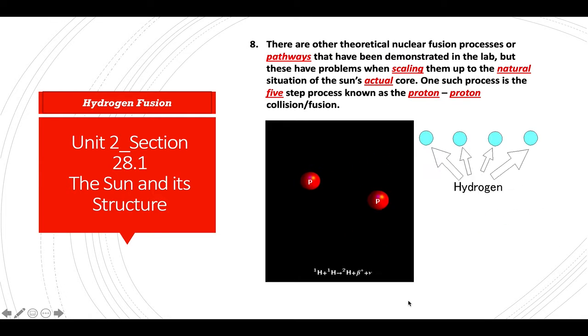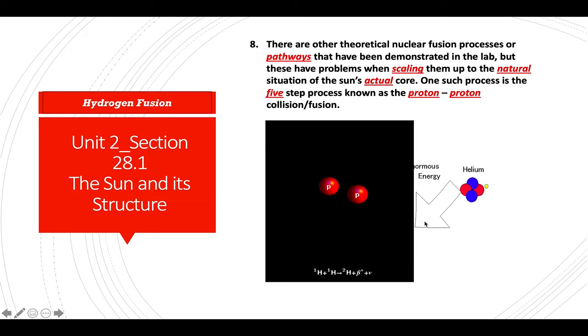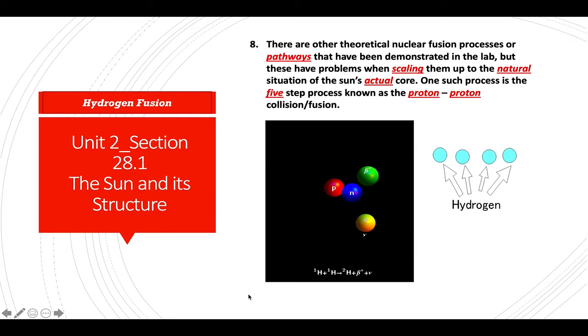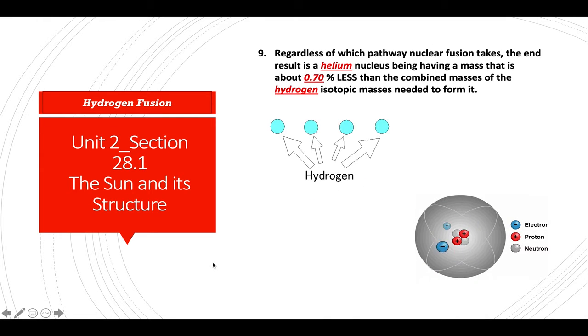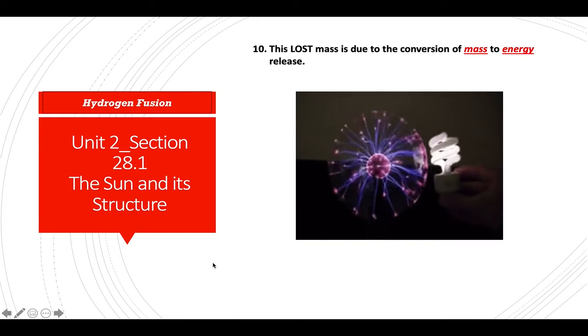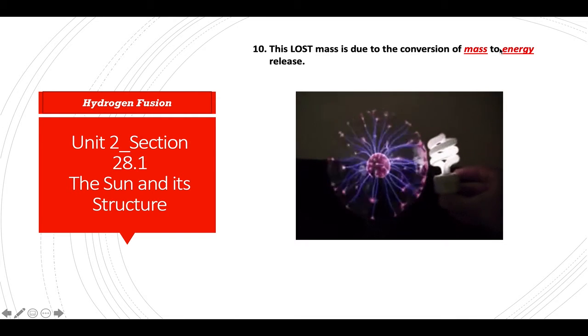Those stream through everything. And some of the actual experiments we have with old salt mines full of water will show that. Regardless of which pathway, the end result is helium, which has a mass about 70% less when you combine all the hydrogen isotopic forms needed to form it. So it loses some of its mass. And that's where the little neutrinos and energy come in. And it's due to conversion of mass to energy.